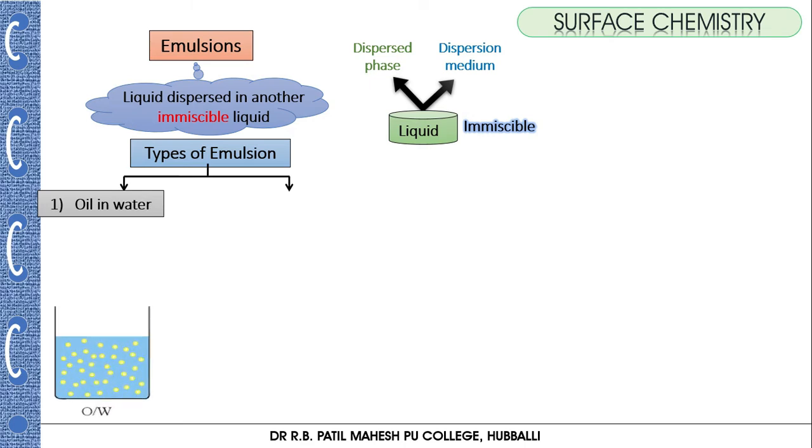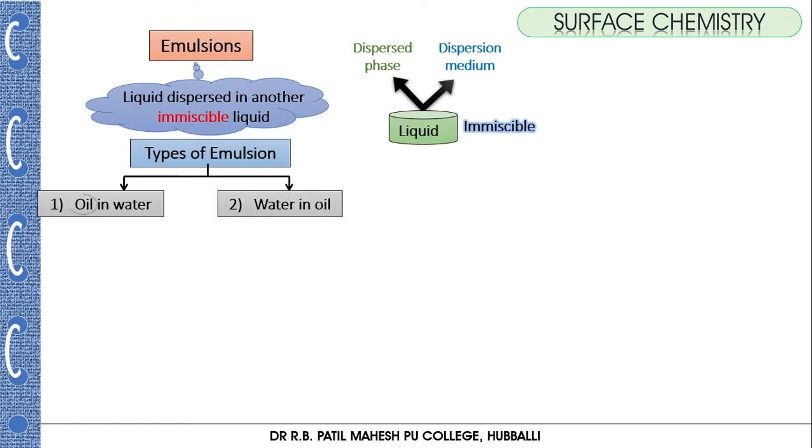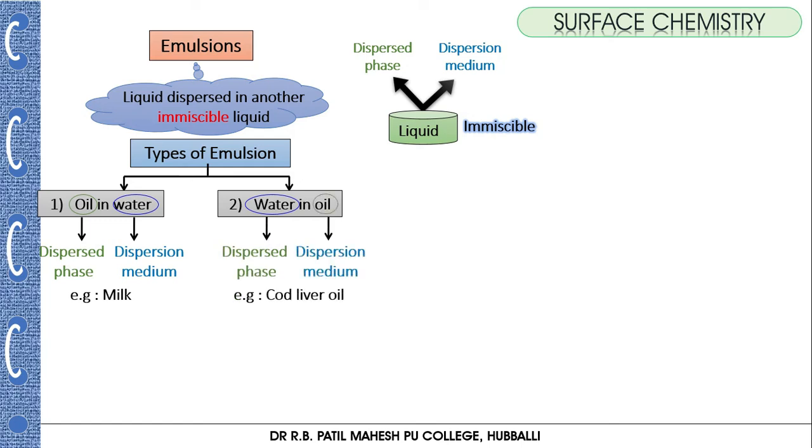In the case of oil in water emulsion, the dispersed phase is liquid and the dispersion medium is also liquid. So in the case of oil in water, oil is the dispersed phase and water is the dispersion medium. In the case of water in oil type of emulsion, water is the dispersed phase and oil is the dispersion medium. The example for oil in water is milk, whereas the example for water in oil is cod liver oil.